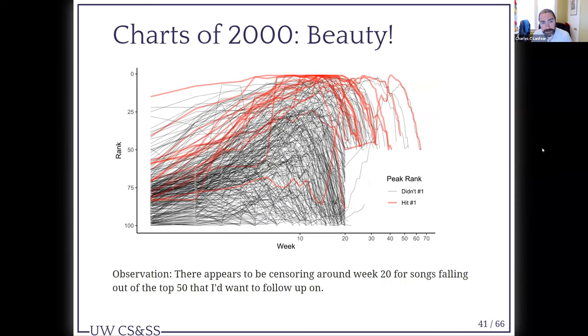This is the plot we get. This is the trajectory of every song that charted on the Hot 100 in the year 2000. The red lines are songs that ever hit number one. The black lines are songs that never hit number one. And this is the arc every song takes going through the data.